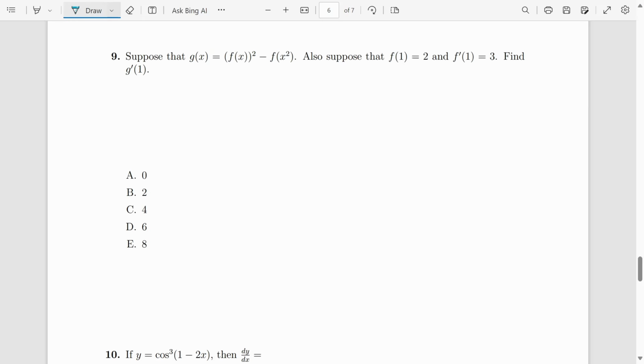Question 9. Ooh, I like this question. It's like these functions within functions question. In my opinion, it's pretty satisfying to see this all worked out. I don't know why, but it's just cool to get to do these problems.